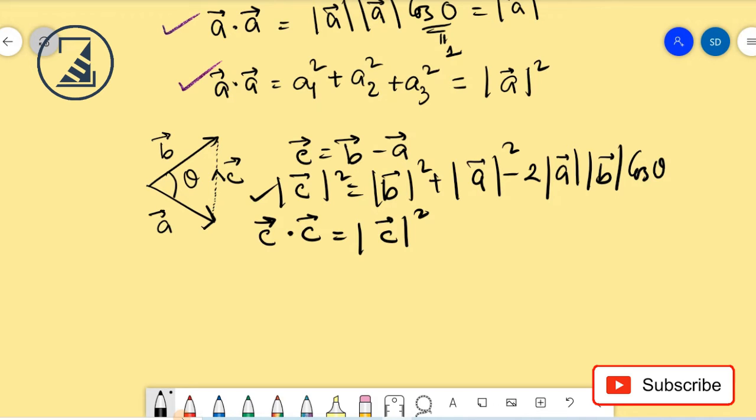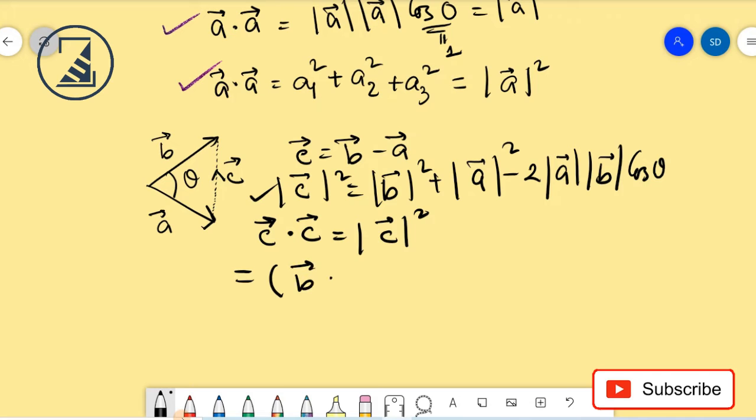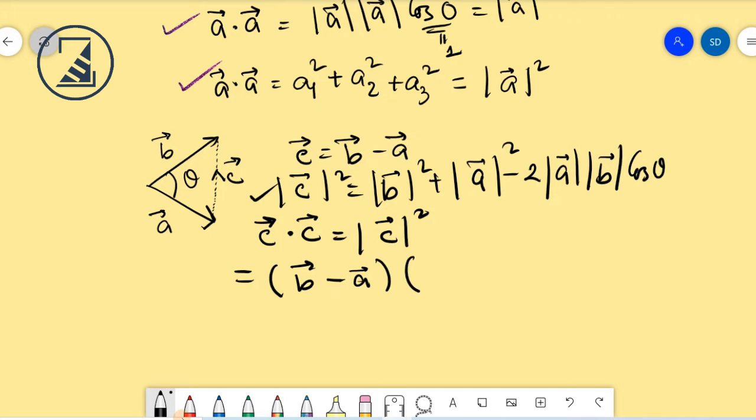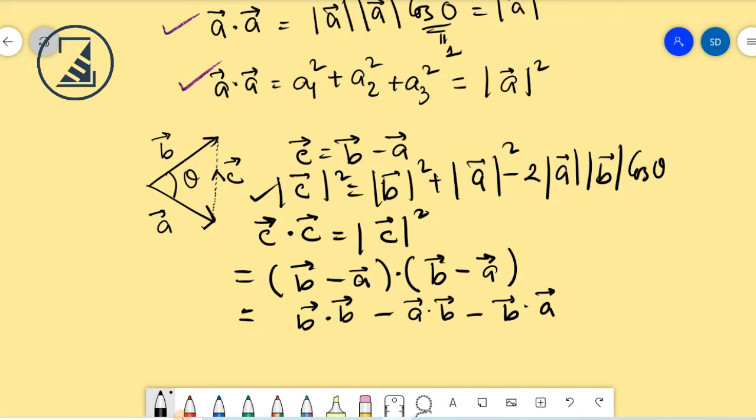Now let's compute c dot c. Let's say this is b minus a vector dot b minus a vector. If we expand this, we will find b dot b minus a dot b minus b dot a plus a dot a. Now b dot a and a dot b are the same. Why?